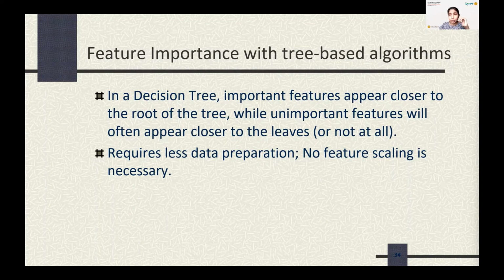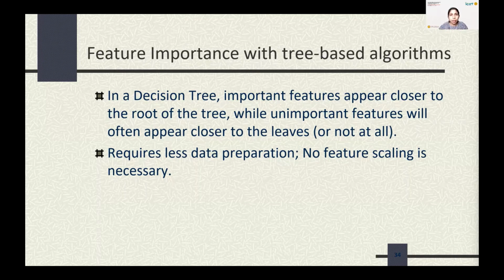And in a decision tree, the important features appear closer to the root of the tree, while unimportant features will go down and appear closer to the leaves, or maybe if we prune the tree, they will not appear at all. And therefore, if the important features appear near the root, it means that if I select the features near the root, they are the important ones. So it can give me an idea which features are important to make a certain prediction or do the regression.